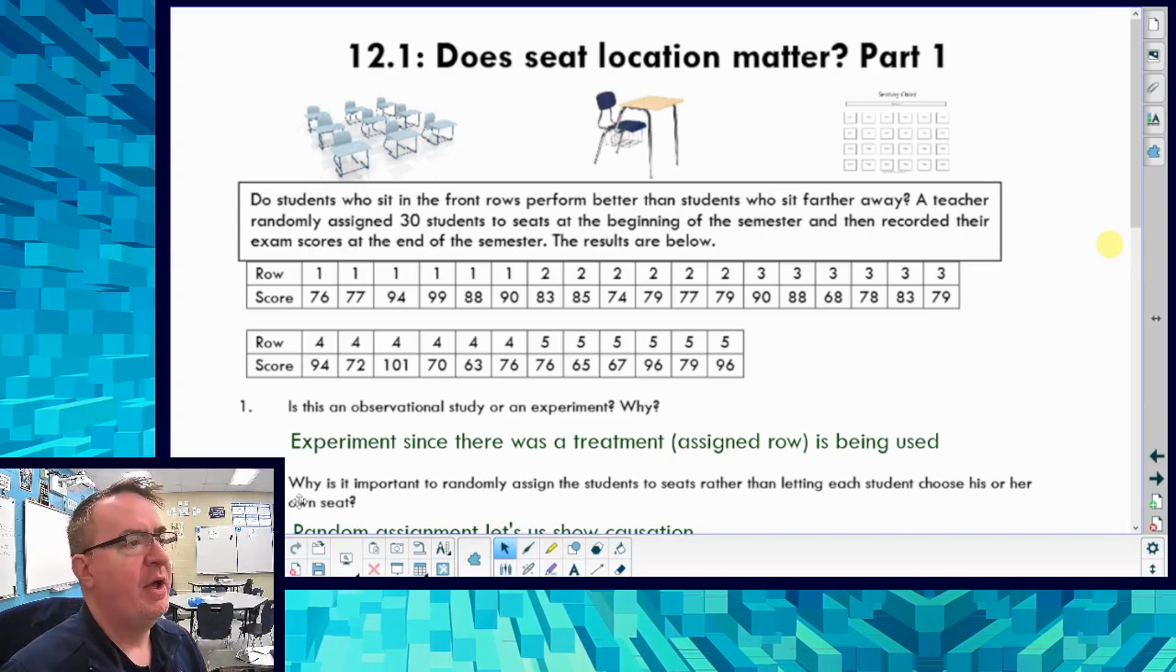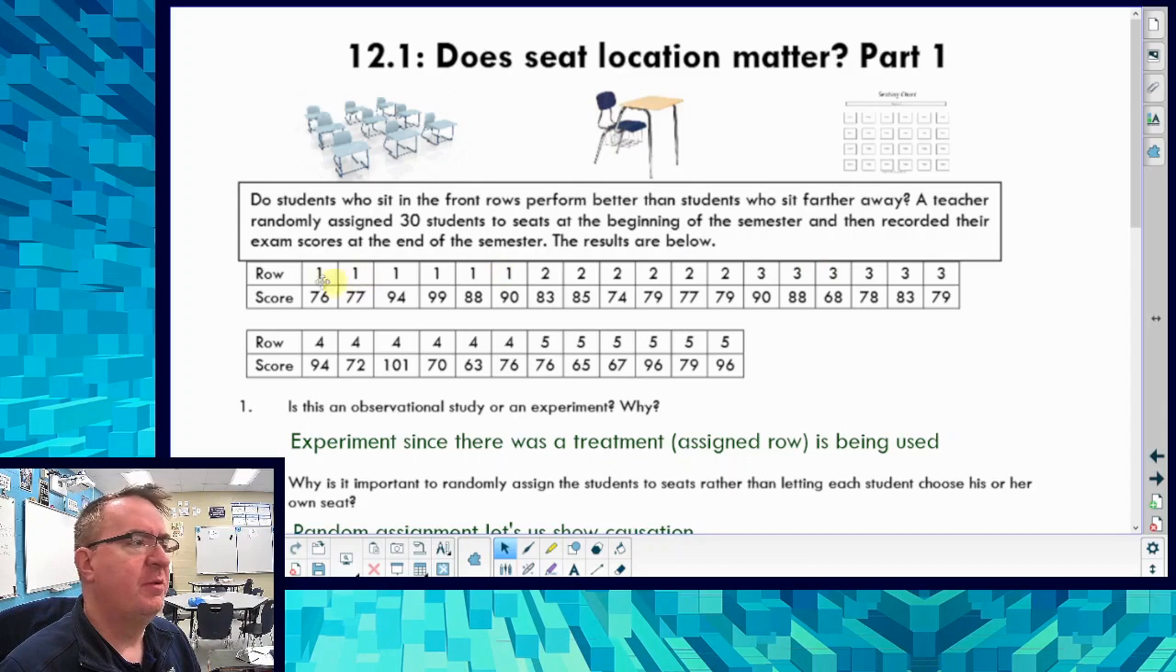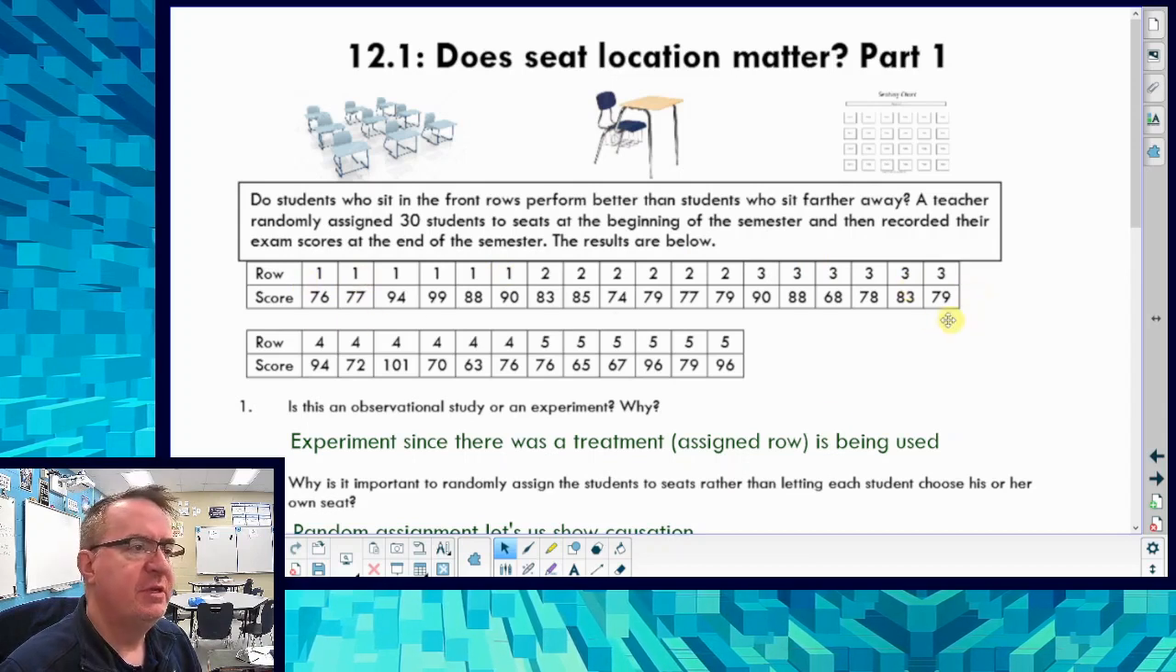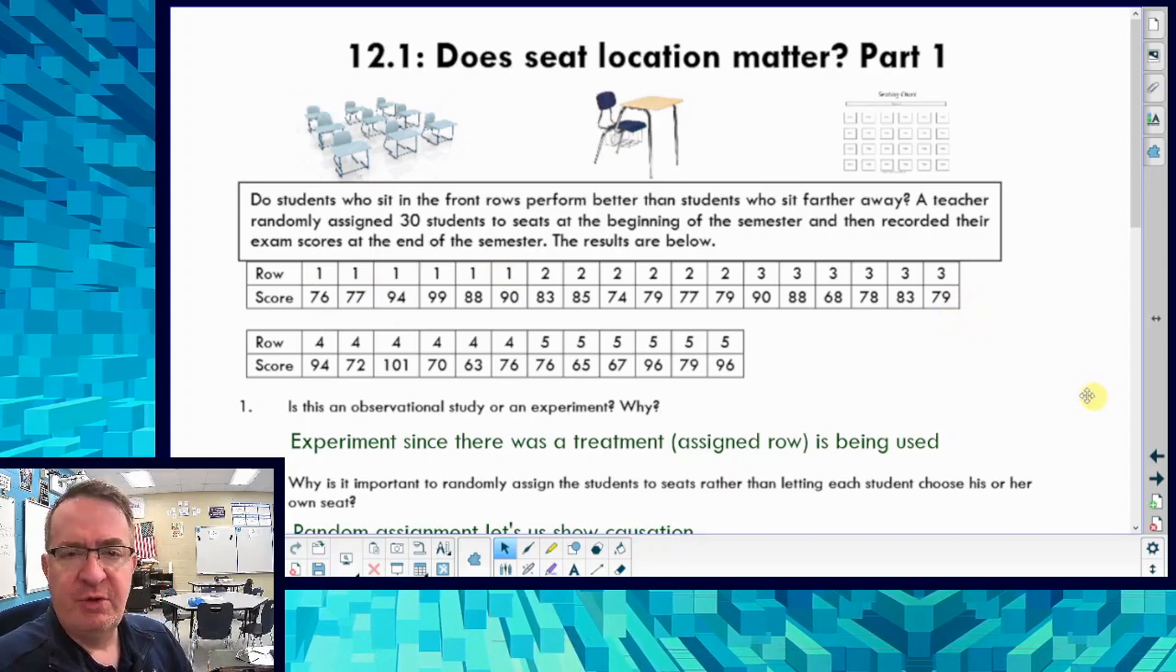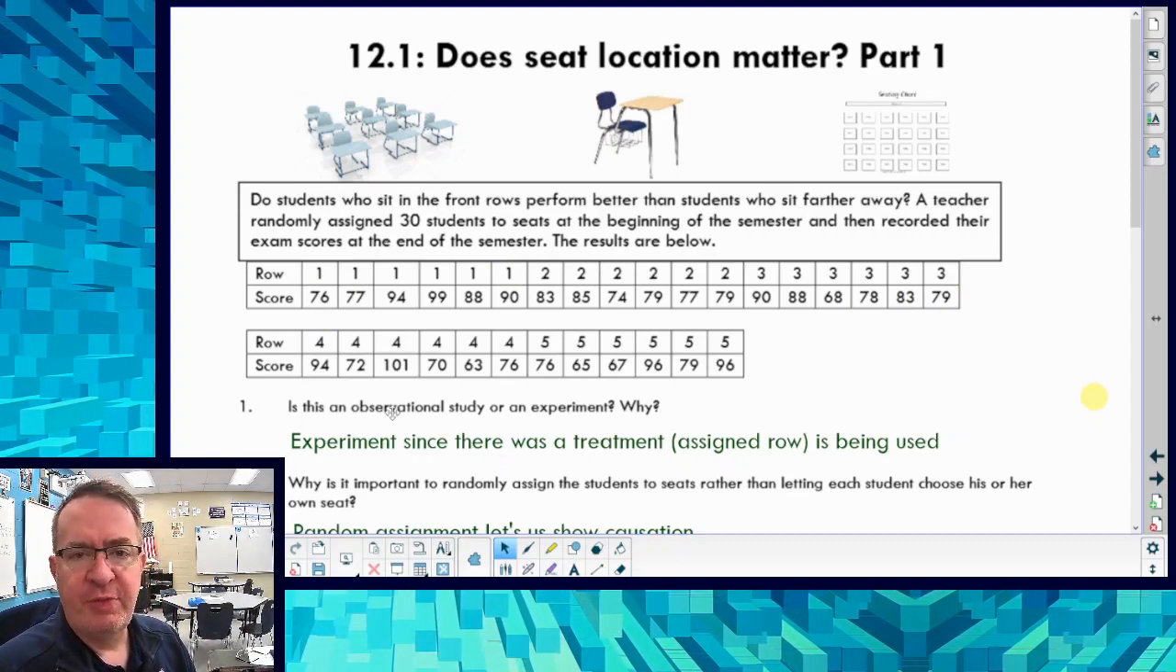We talked about how a teacher had their kids randomly assigned and wanted to see how the row affects how they do. So here, everybody got assigned a random row and a seat, and then these are the exam scores that they had. Most of this you should be able to go through and do from what you did in chapter 2 in unit 2. So if you want to pause it here and run through it, that's fine.